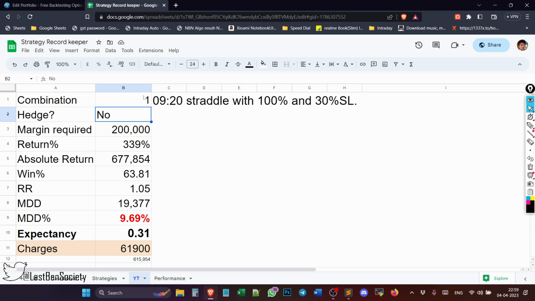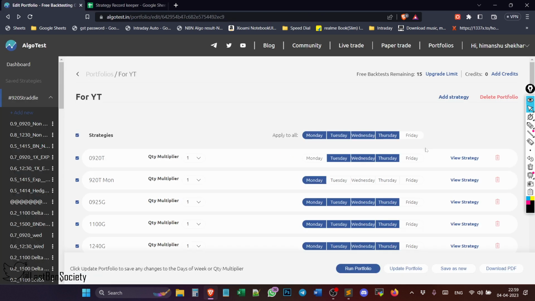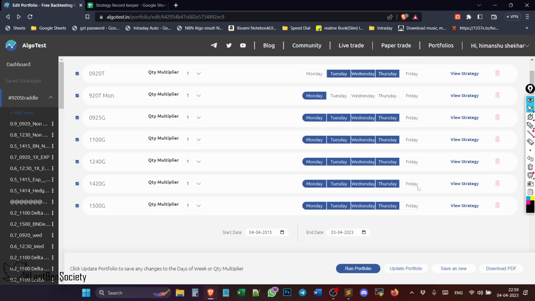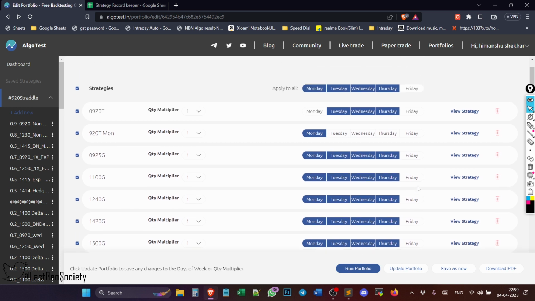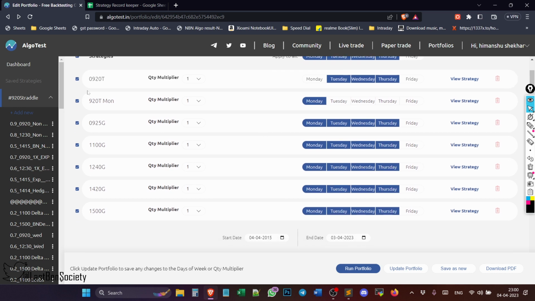And this last point: on Fridays, you can see that I'm not taking any trade. So on Fridays, you can diversify into FinNifty. And if you have enough time, you can replicate the same thing in Nifty, and replicate all of these in FinNifty. Then backtest the whole thing and let me know the results in the comment section. So I hope I have made my point clear.